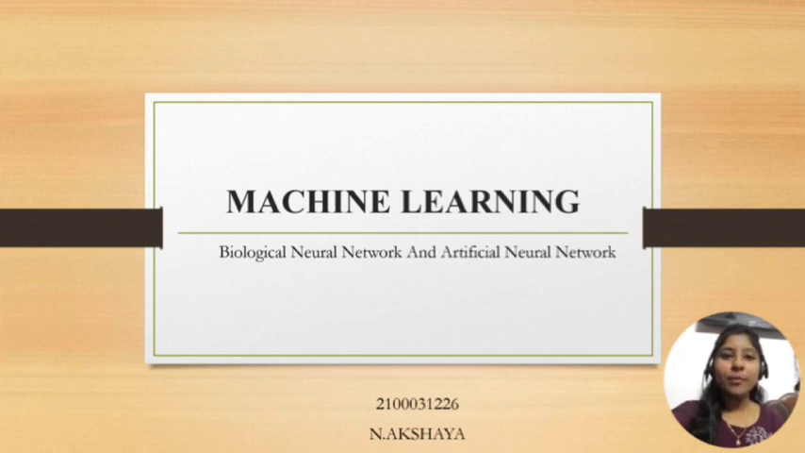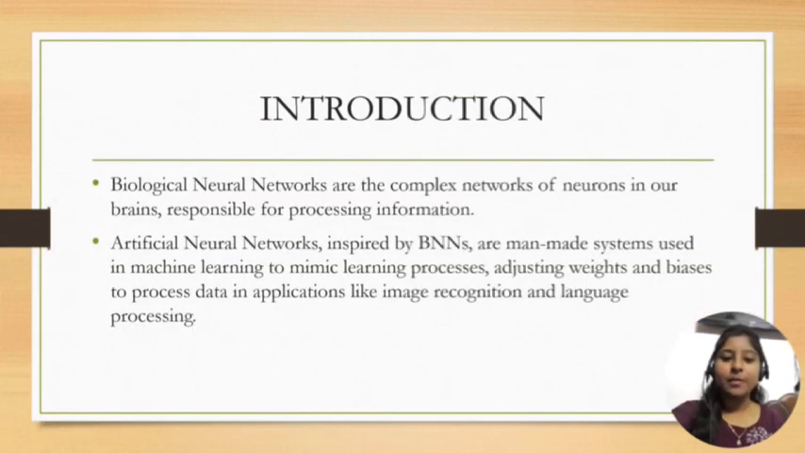So let's quickly move on to the introduction. Biological neural networks are complex networks of neurons in our brains responsible for processing information. Artificial neural networks, which are inspired by biological neural networks, are man-made systems used in machine learning.